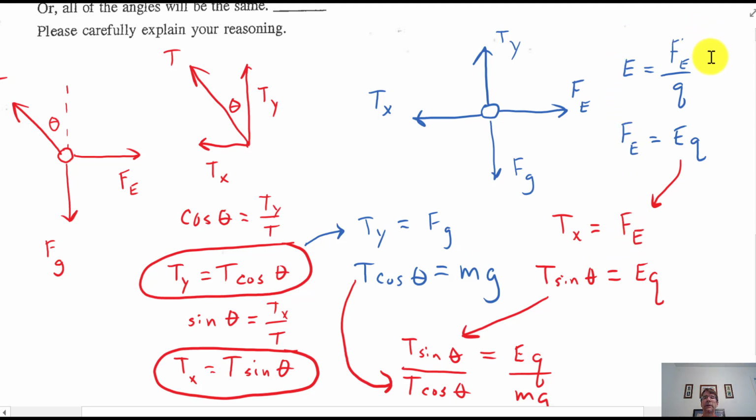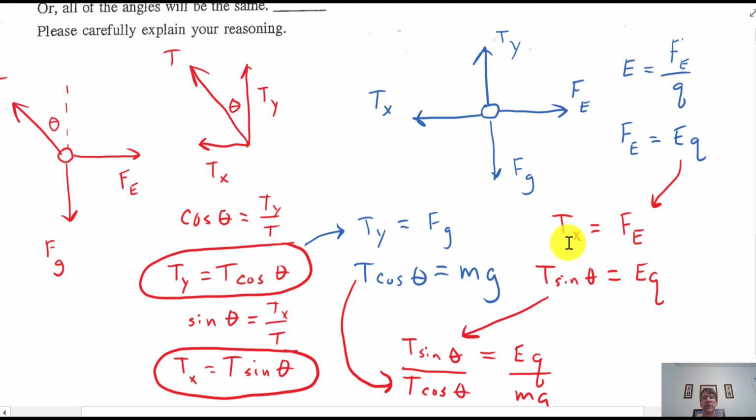And this is from, I think, unit 18. E equals F over Q, electric force. And if you solve that for F, F equals EQ. So what I'm doing here is a lot of preliminary work that is a good way to approach this problem.